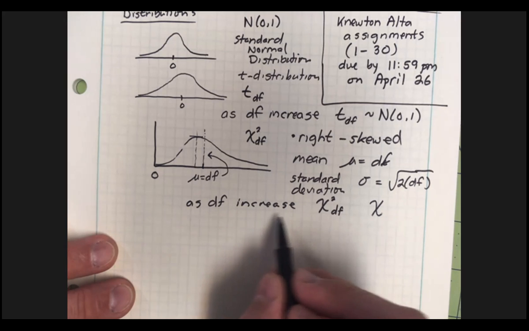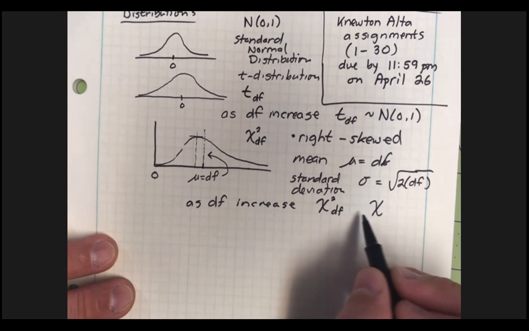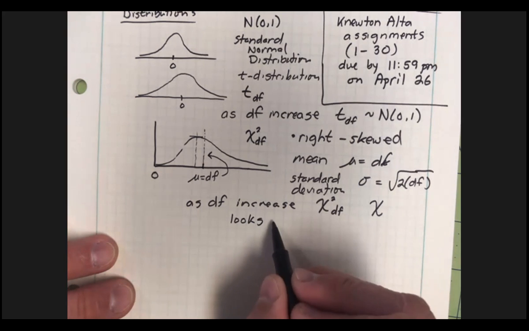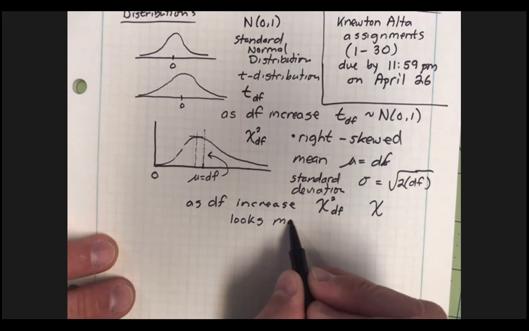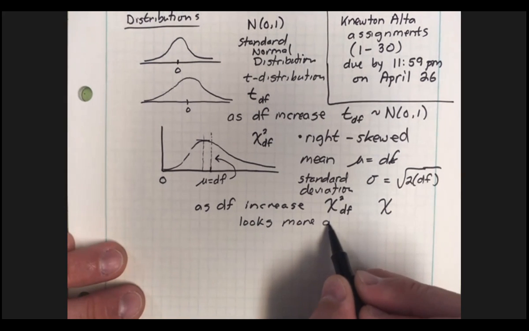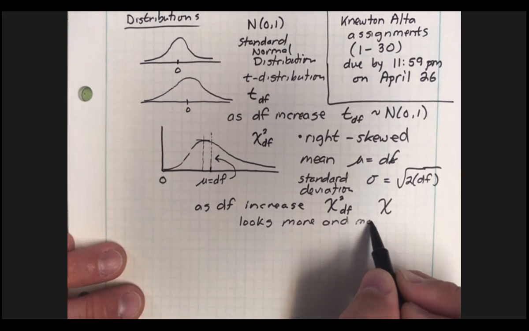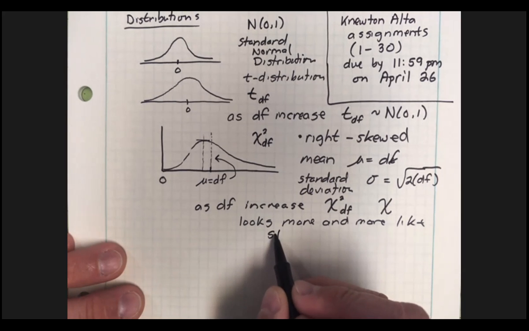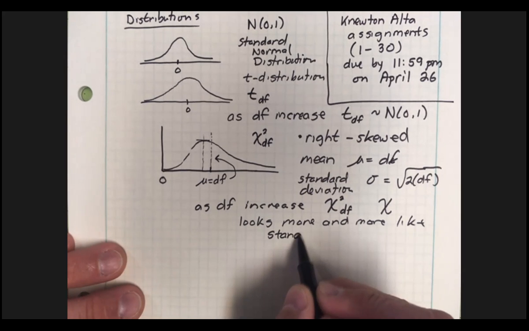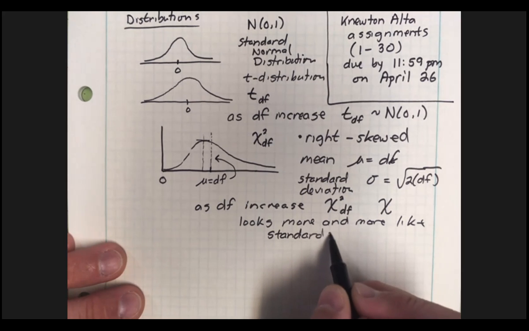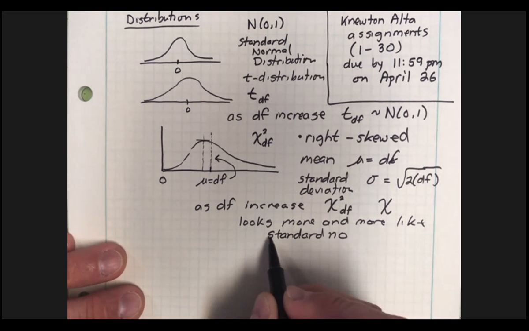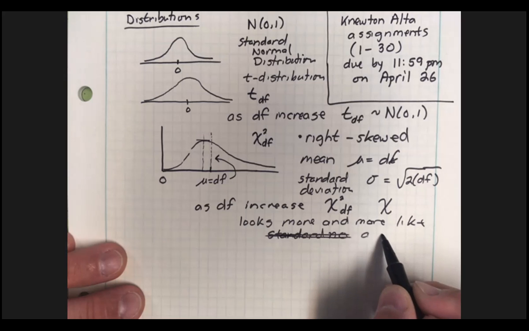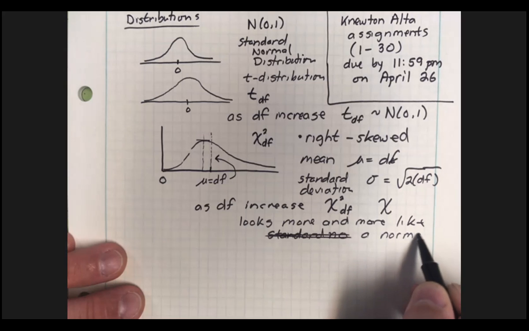As the degrees of freedom increase, the chi-squared distribution looks more and more like the standard normal distribution. Well, I should say it this way: like a normal distribution, not centered at the origin.